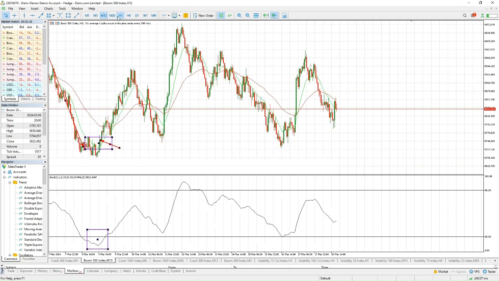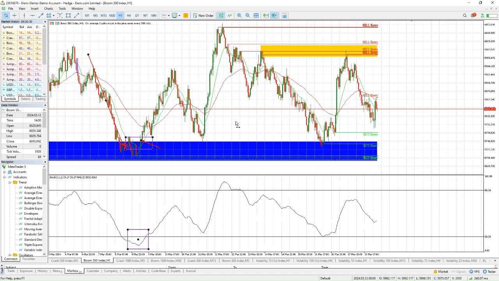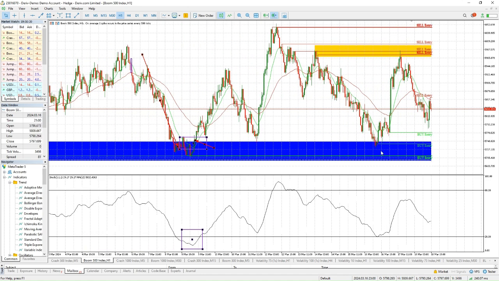Now let's look at the indicator and what it is saying. The indicator is saying this is a major support zone. This blue zone, this whole blue zone is a major support zone. So that's the first confirmation. And from that, you can see that we had a buy entry. This is coming from this level.